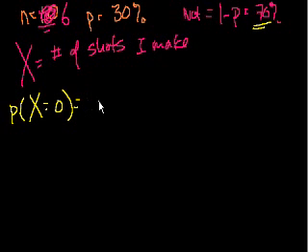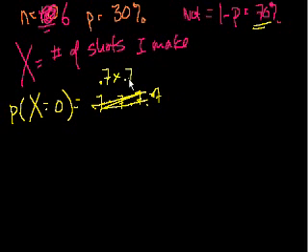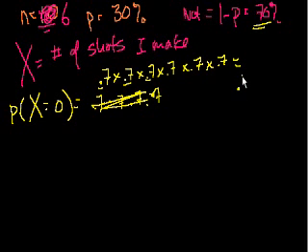The probability of this is 0.7 times 0.7 times 0.7 times 0.7 times 0.7 times 0.7, right? Each of these is missing the first shot, second shot, third shot, and so forth. And this is equal to 0.7 to the 6th power, whatever that might be. And there's only one way to do it. I literally have to miss every shot in order for X to be equal to 0.